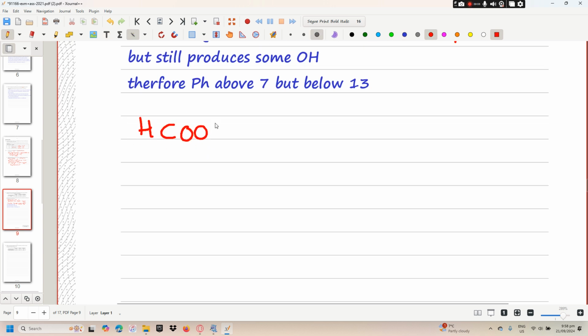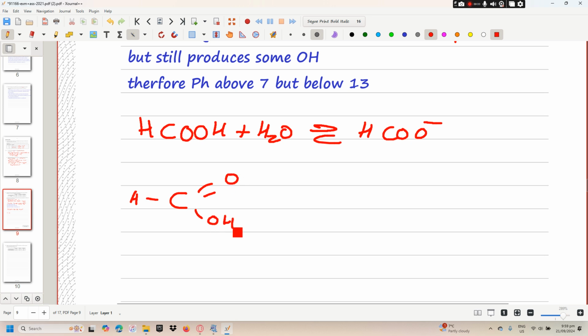So you have HCOOH reacting with water. Very important is to note that this H here stays. It's just attached to the carbon, right? And this is what methanoic acid looks like. It's reacting with H2O, and it's producing HCOO minus, with a negative charge. This is a base. It lost this H, not this H. Right? Okay.